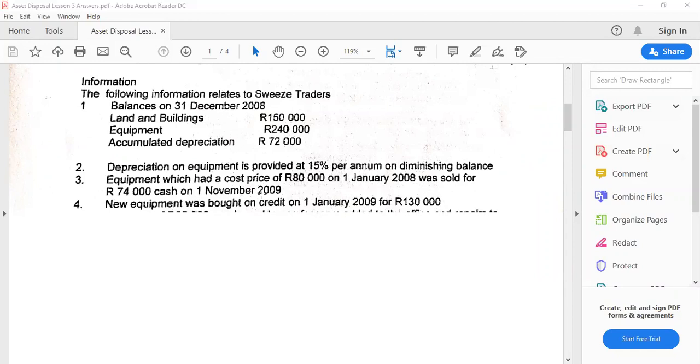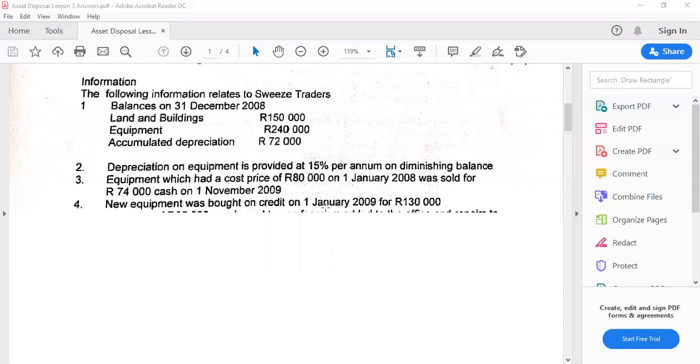Okay, from the question I wanted you guys to pick up that this point number 4 was not relevant towards the asset disposal because this talks about the new equipment. Okay, the new equipment which was bought on credit on 1st of January 2009 for 130,000 rand. This does not deal with the disposal of the asset. This rather deals with the purchase of a new asset.